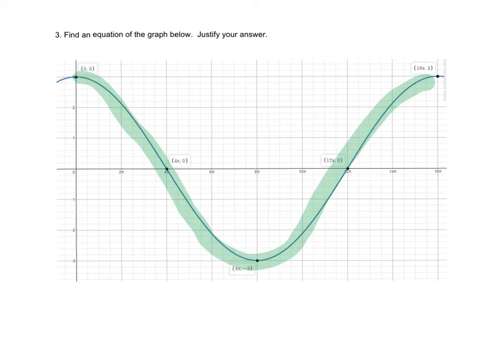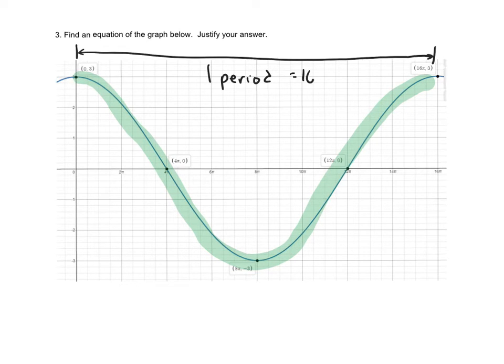So if I go from beginning to end, I'm starting at 0, and 1 period goes all the way to 16 pi. So 1 period in this case is 16 pi. So if I look at the amplitude, I believe the middle is still 0. It's not moved any. So if I'm going up and down, my amplitude is 3. So I have a cosine function with an amplitude of 3, a period of 16 pi.